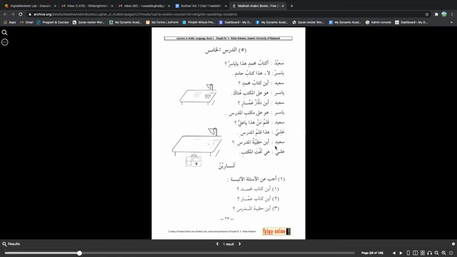Sa'id: Aina haqibatul mudarrisi? Where is the bag of the teacher?